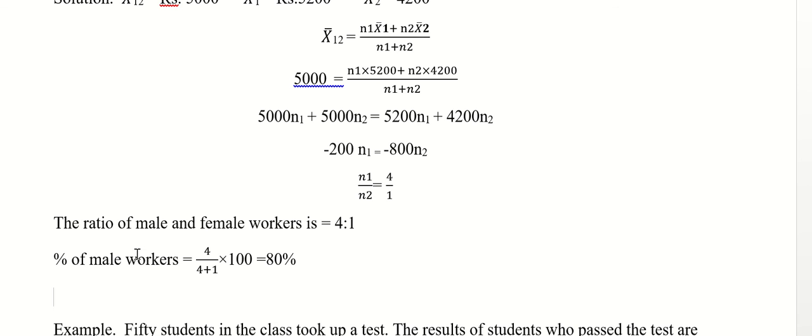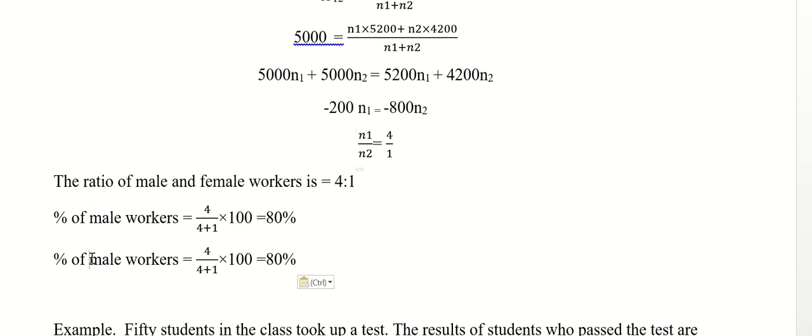Now we have to calculate the percentage of female workers. The ratio of female workers is 1. So 1 divided by 4 plus 1. So this becomes 20%, right? So this is how we have calculated the percentage of male and female workers.